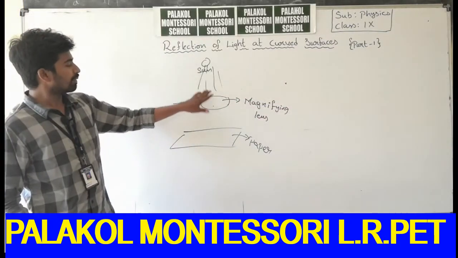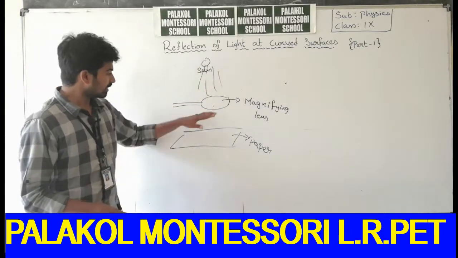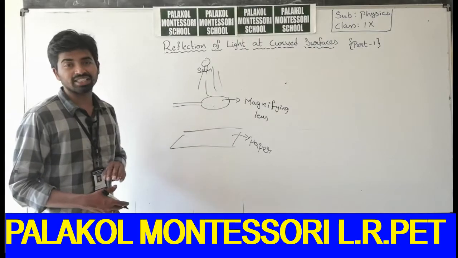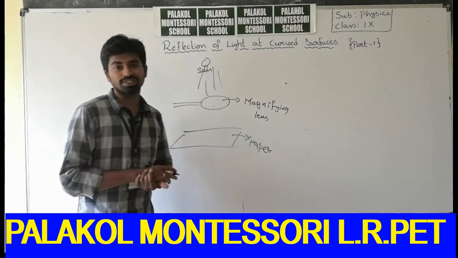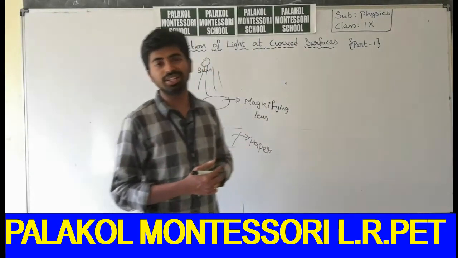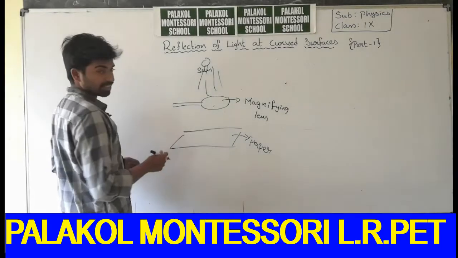If the magnifying lens kept in the sun is capable of burning the paper, the light energy can burn this paper. How does this occur? This is obtained due to the converging light rays.